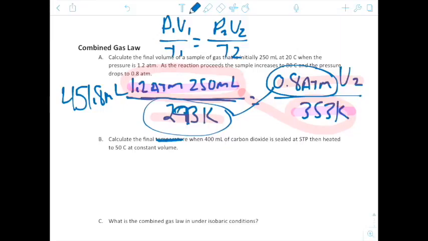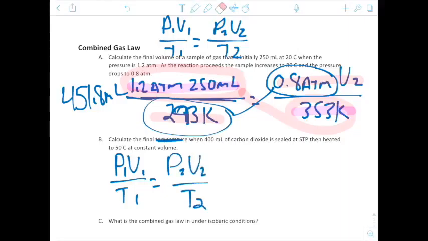is sealed at STP, then heated to 50 degrees Celsius at a constant volume. So if something is held constant, P1 V1 all over T1 equals P2 V2 all over T2. If something is held constant, you just erase it from the combined gas law. So since volume is constant, volume goes away, and we would use this equation. Now the answer that you should get is 1.18 atmospheres.